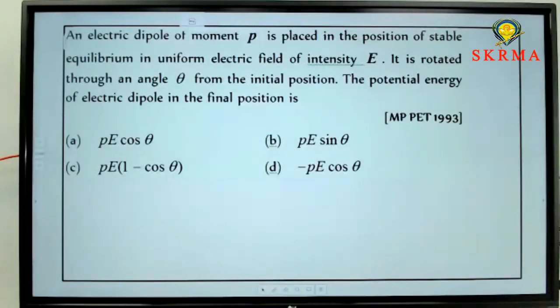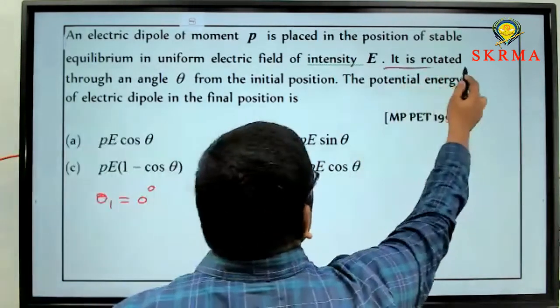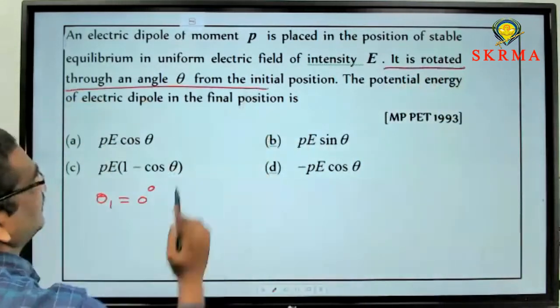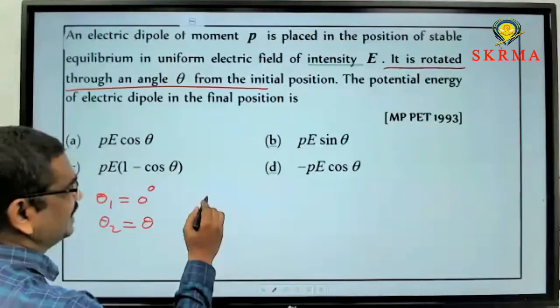Now, that means theta 1 is how much? Initially it is in stable equilibrium, so theta 1 equals 0. Next, it is rotated through an angle theta from the initial position, so theta 2 equals theta. Then the potential energy formula.